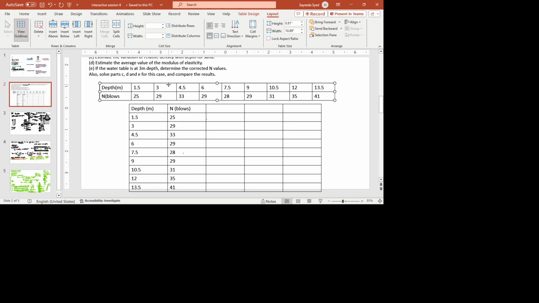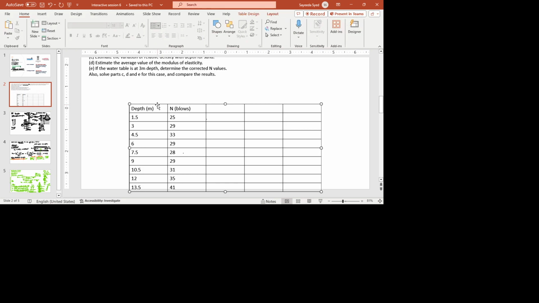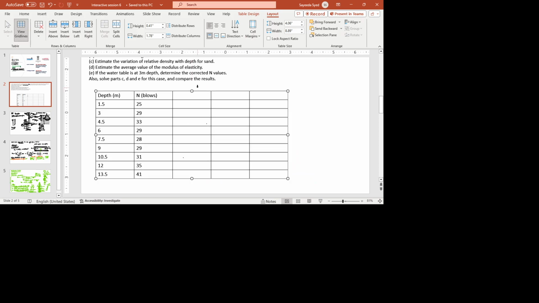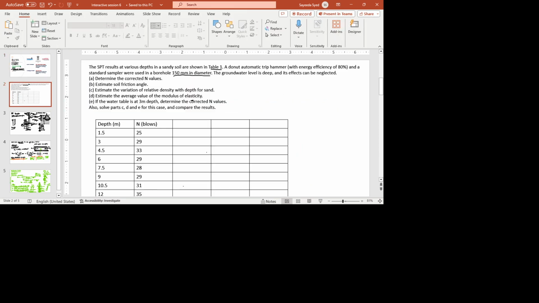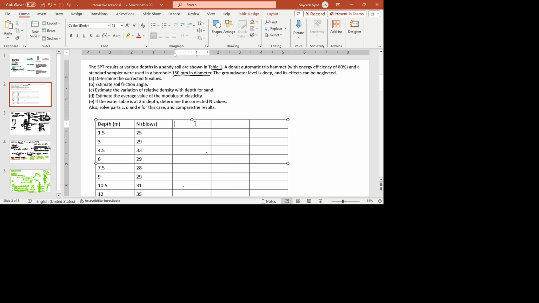so let us first correct for the hammer efficiency. We know the hammer efficiency is 80, so we will simply write this will be n into 0.8. So let's do that for this column.